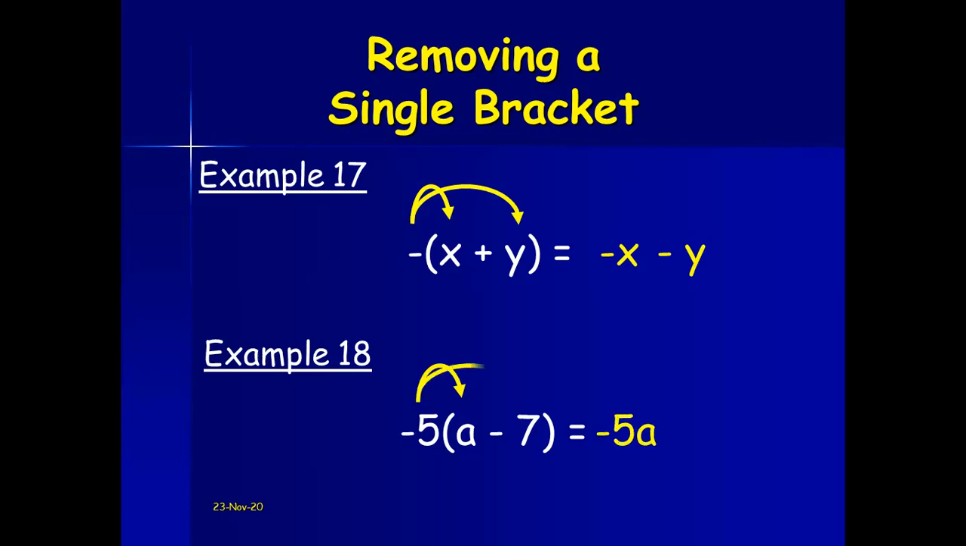Negative 5 multiply negative 7, that is negative multiply negative is positive. So it will be positive 35.